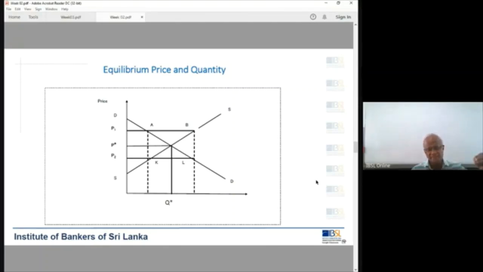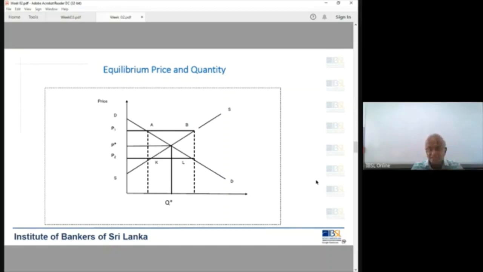At that price, consumers are willing to buy Q star and producers are willing to supply Q star. Both are happy. That is why at the equilibrium price, both are happy. Quantity demanded is exactly equal to quantity supplied. No excess demand, no excess supply.